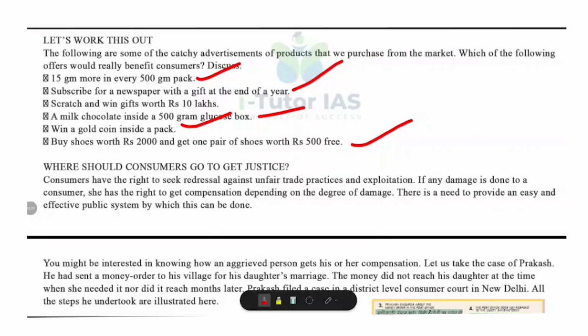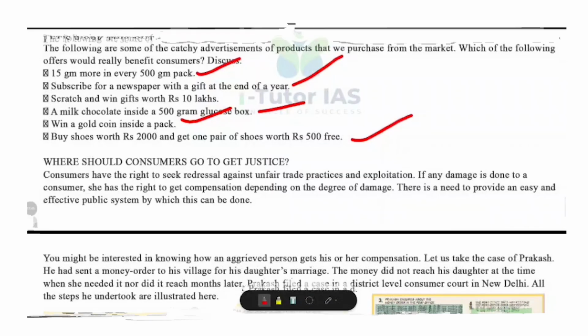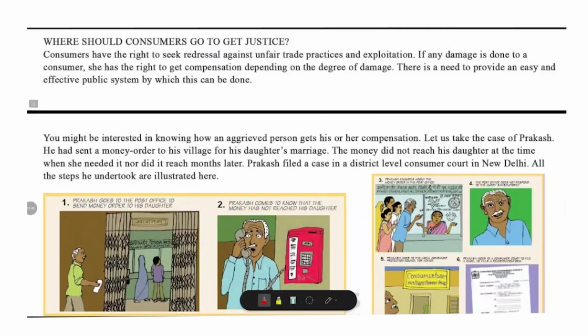So let's summarize it. What we see is that not every attractive advertisement benefits the consumer. Some are real value offers like extra quantity or free items, and some are marketing gimmicks designed to attract attention. So this is why consumer protection laws exist, to make sure that companies don't mislead consumers with false or exaggerated claims. Now, where should consumers go to get justice? Consumers have the right to seek redressal if they face unfair trade practices or exploitation. If any damage is done, they can get compensation depending on how serious the damage is.